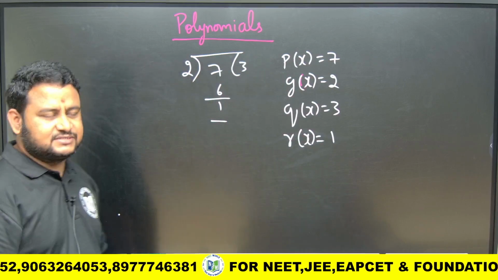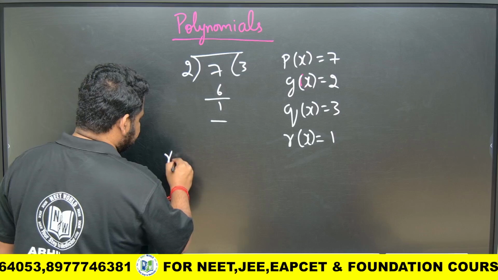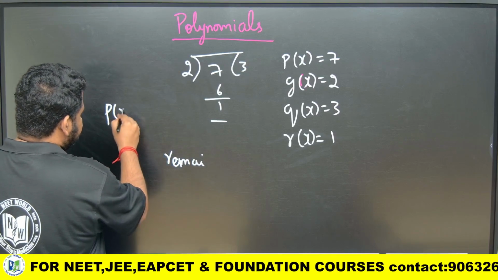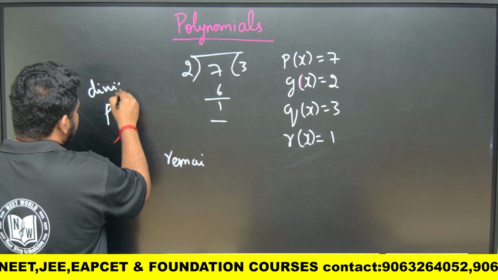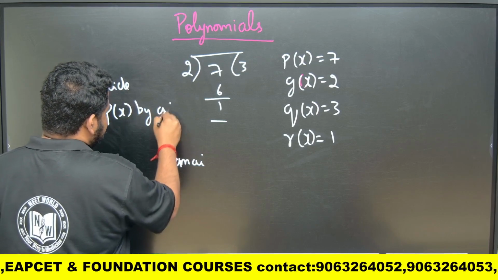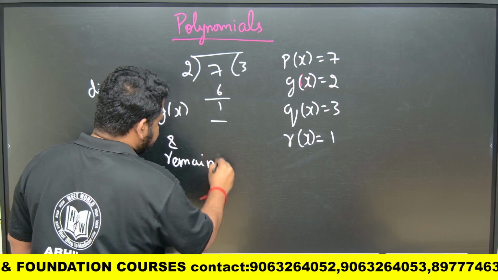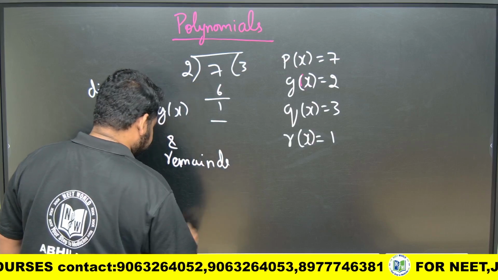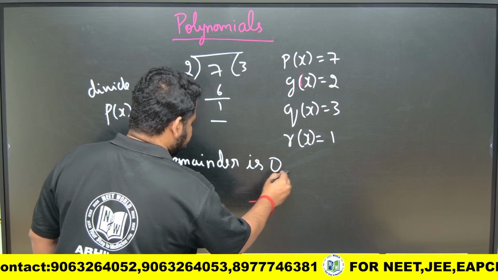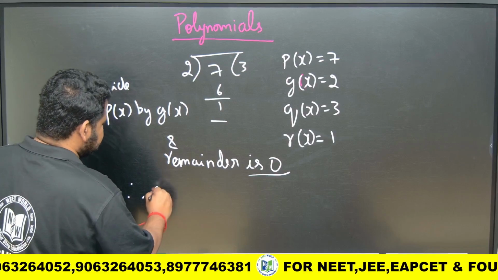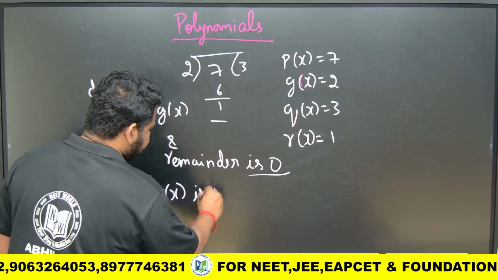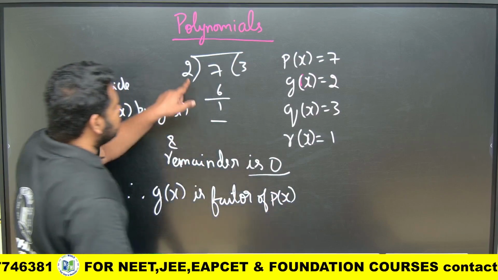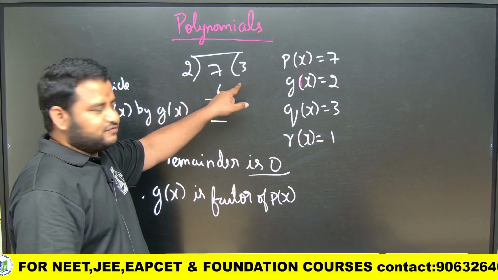Suppose the remainder is coming as 0. When I divide p of x by g of x and the remainder is coming as 0, then we say that g of x is a factor of p of x. Here, 2 is not a factor of 7 because the remainder is not 0.